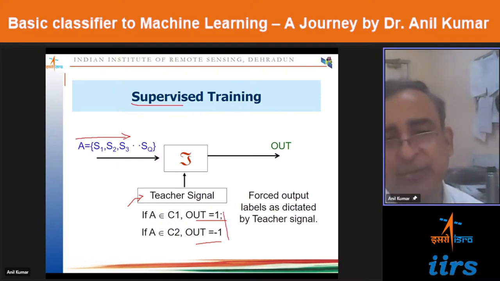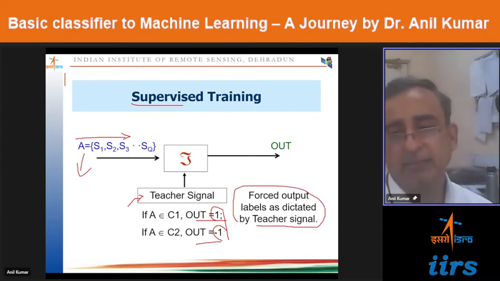And with this criteria, you can divide all the signals into class A. If the output is 1, that is the C1 class, and if it is -1, then it's the C2 class. So this basically forces output labels as dictated by the teacher signal. So as per the teacher signal, you are dividing the data in a dictated approach.